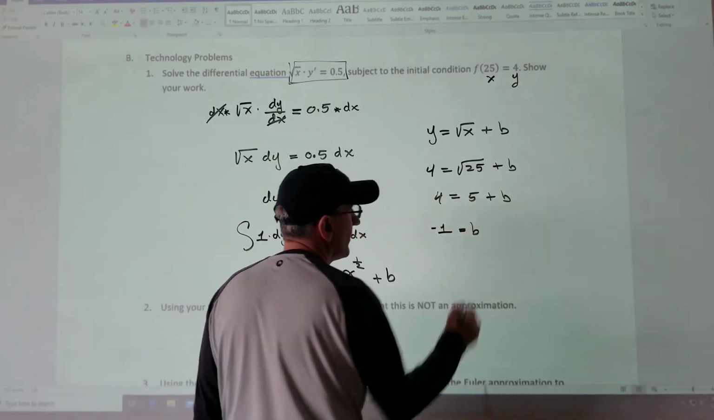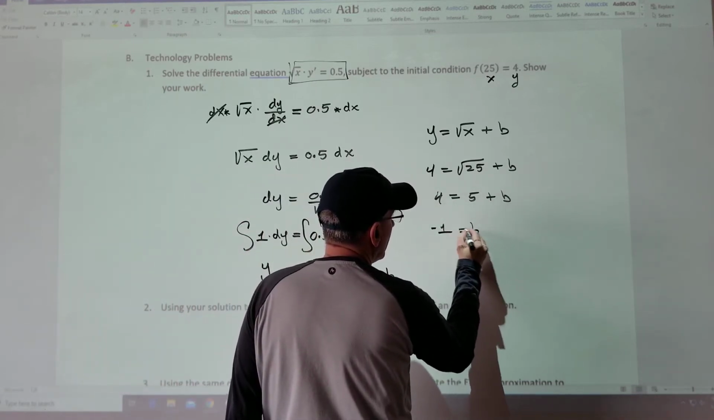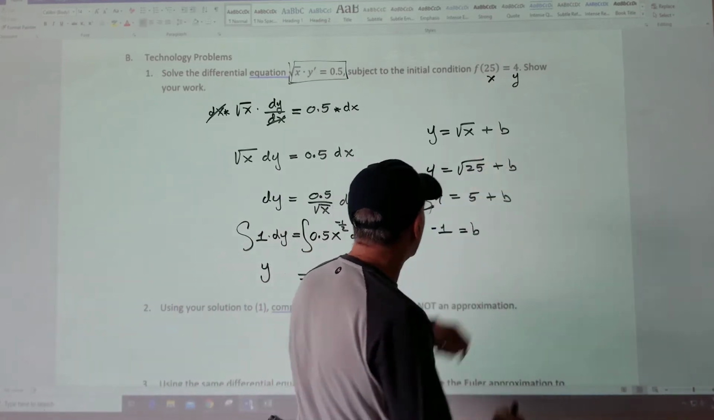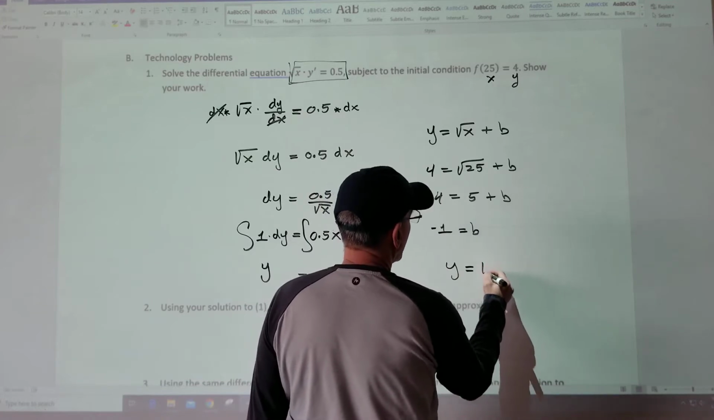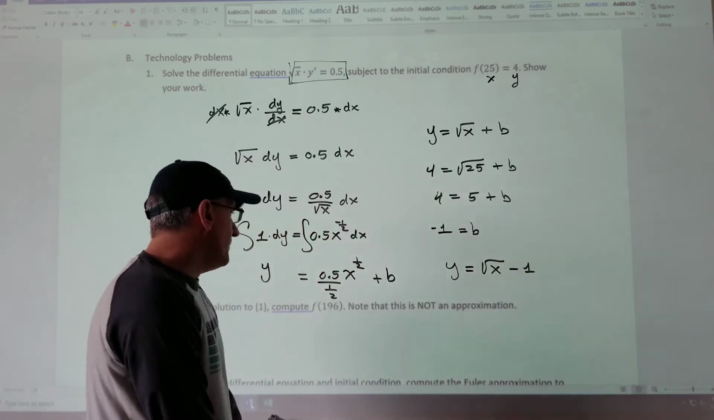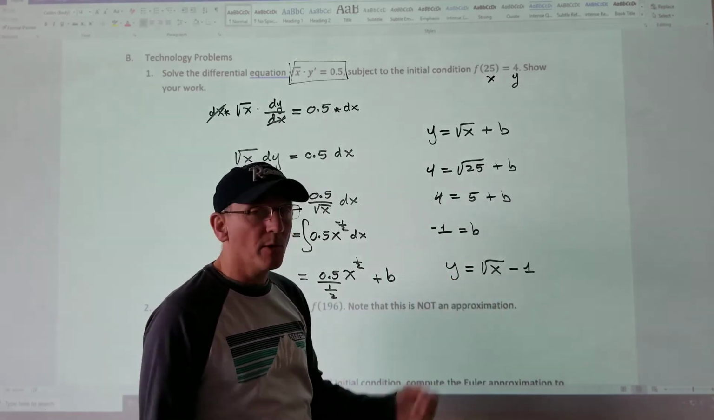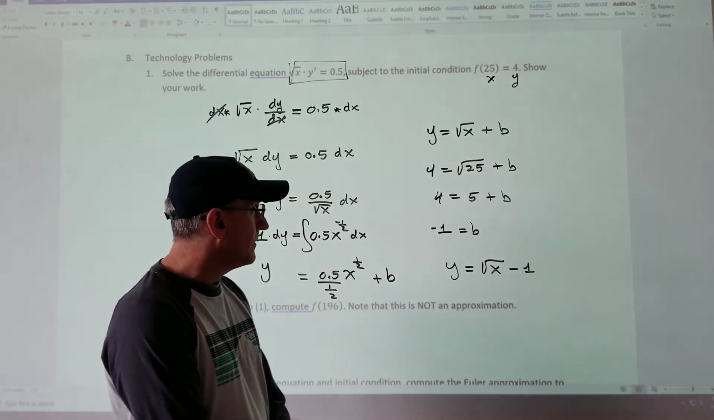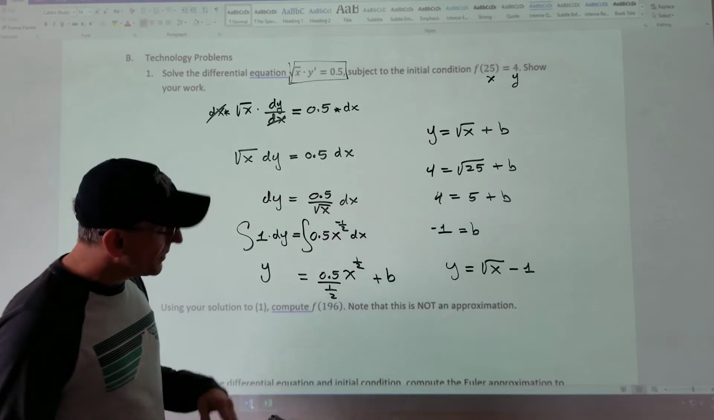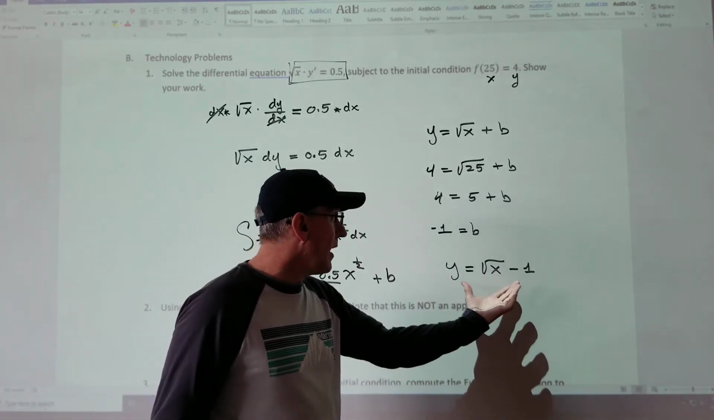Now, the goal is not to figure out what b is. The goal is to write y as a closed calculation of x. So just take this negative 1 back up to here, and you have y equals the square root of x minus 1. Now, when you use this to compute values for this function f, they're not approximations. They are rock solid, completely accurate, and when you can get an antiderivative, when you can get this formula for y, this is the way you should go.